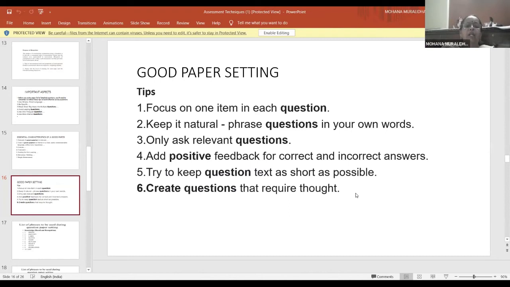So we have to create questions that require thought, and let the text or the phrase that we use be very simple, and let us add positive feedback for correct and incorrect answers.